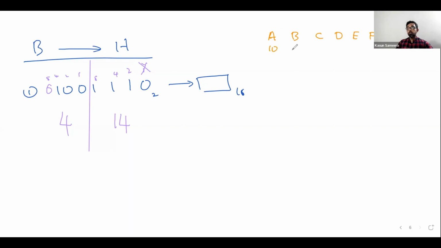A means number 10, because after 9 it's 10, 11, 12, 13, 14, 15. Okay. Every time just write it and refer to it. Don't think about it from your mind.